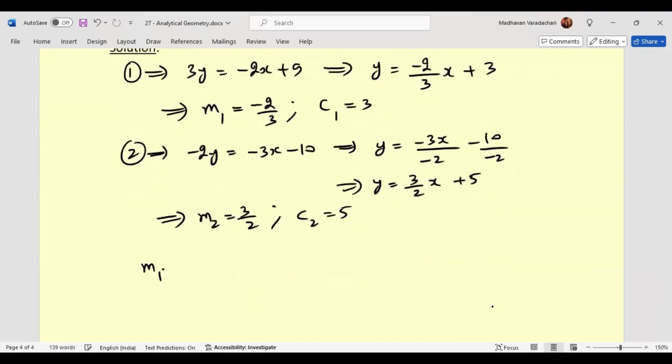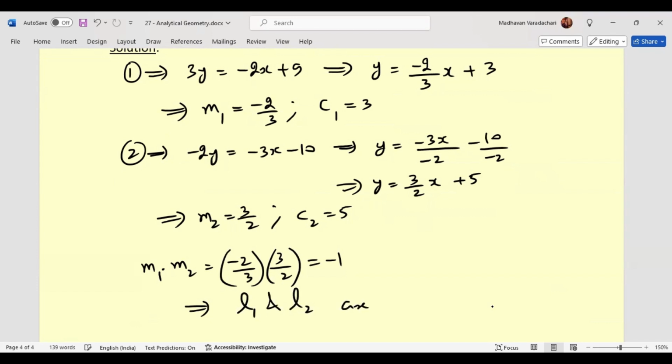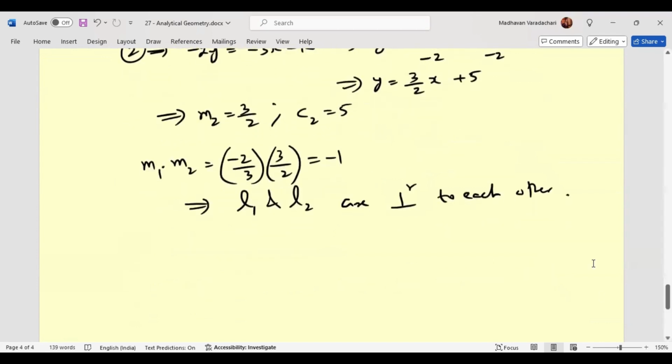Now, m1 multiplied by m2 is negative 2 by 3 multiplied by 3 by 2. We will get minus 1. This implies that line 1 and line 2 are perpendicular to each other. Means line 1 and line 2 are at right angles. That is the solution for this question.